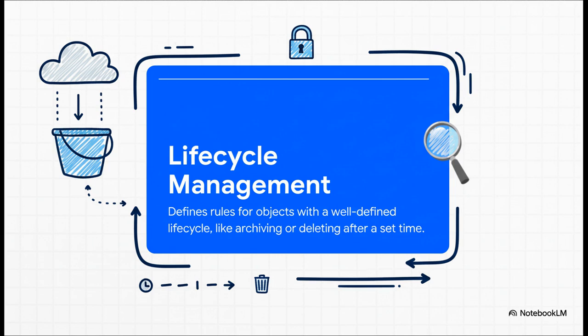And to keep your costs from spiraling out of control, lifecycle rules are your best friend. This is pure automation for your data. You can set up simple rules like, hey, after 30 days, move this data to a much cheaper storage class, or after 10 years, just delete it for good. It's a fantastic set it and forget it feature.